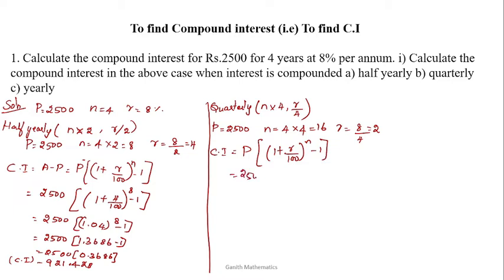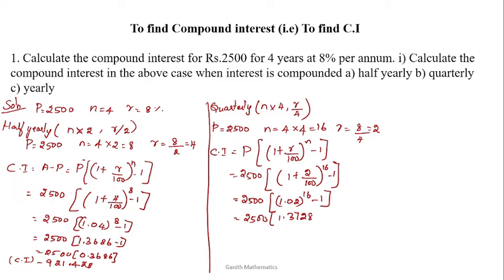P is 2500. 1 plus here R is 2. N is 16 minus 1. So it would be 2500. 1 into 100 will be 100. 100 plus 2 is 102. 102 divided by 100 is 1.02 the whole power 16 minus 1. So it is 2500 into 1.3728 minus 1 and it is 2500 into 0.3728. The final answer is 931.96 rupees.